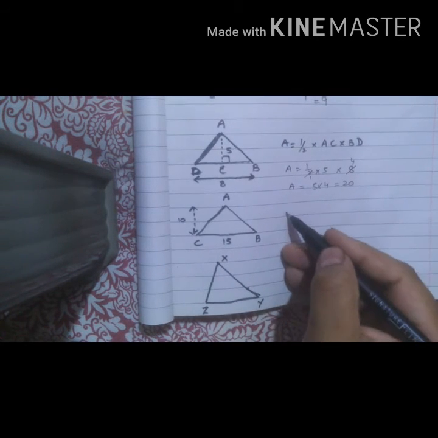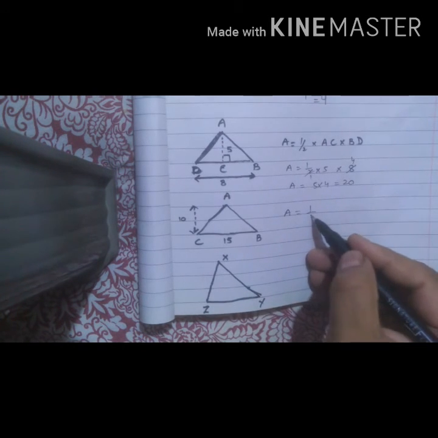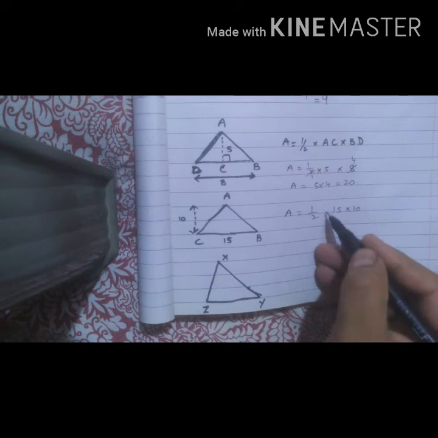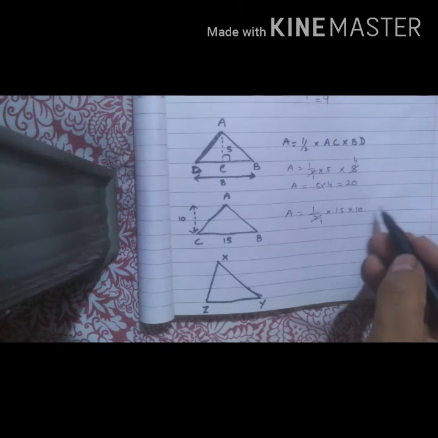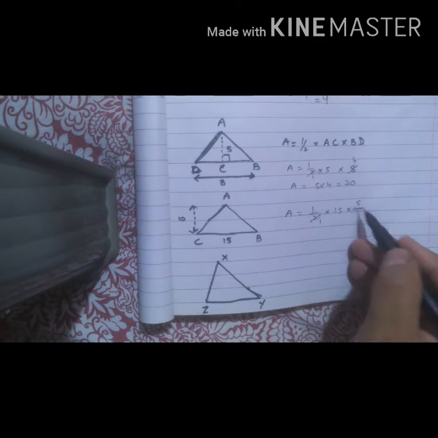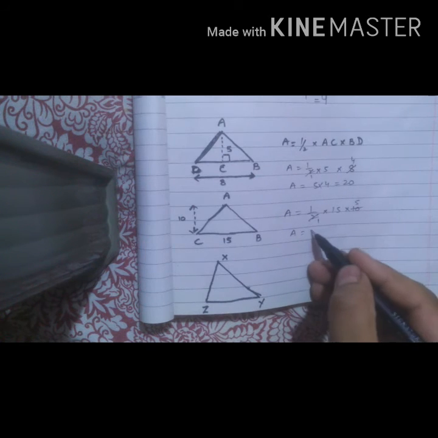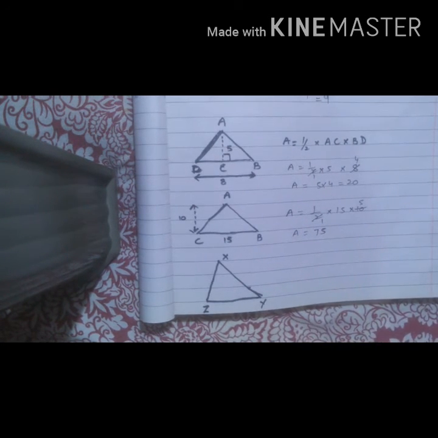So in order to find its area, again we know that area of a triangle is half into base, which is 15, into height, which is 10. Right? Now we can simplify 2 and 10 over here again. So 2 ones are 2 and 2 fives are 10. So 5 into 15, we know that is 75. So the area of this particular triangle will be 75 square units. Now we have the last figure with us.